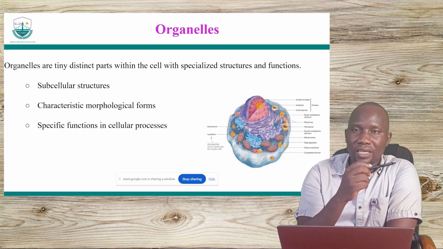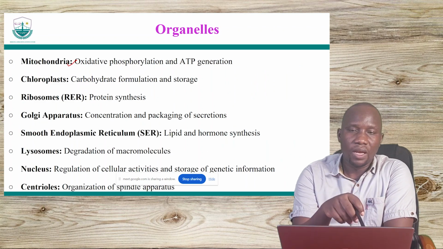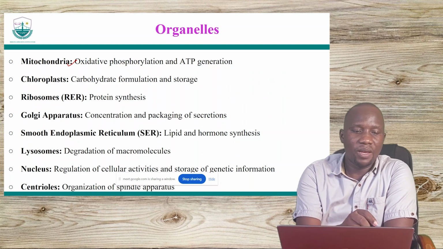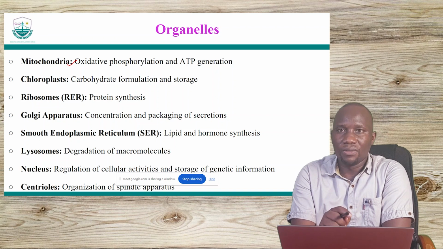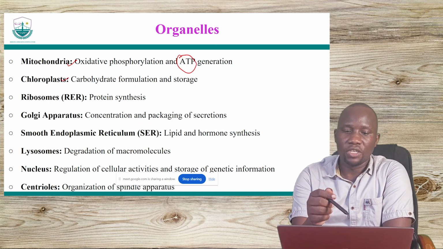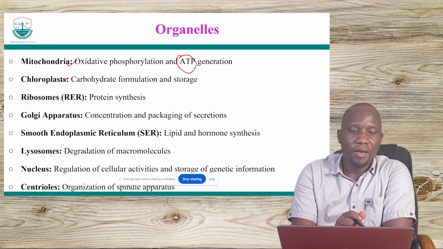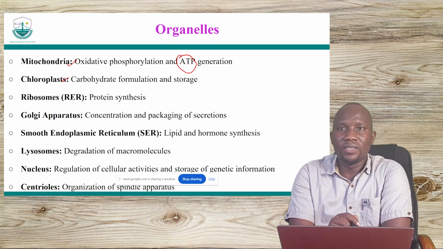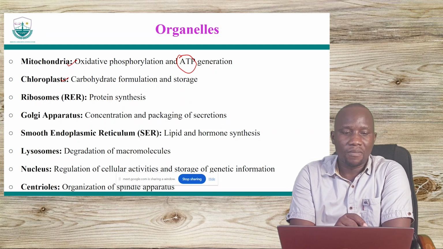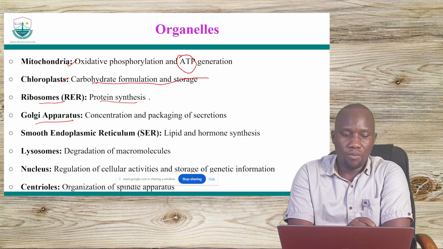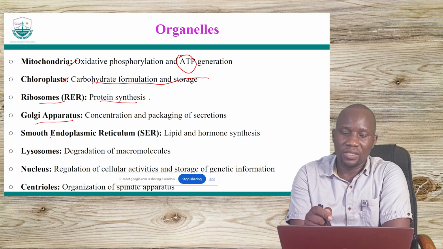The mitochondria, that is the plural of the mitochondrion. They are very important in generating energy in the form of ATP. And then the chloroplasts, they contain chlorophyll, so they are the ones that trap the light energy and therefore play an important role in the process of photosynthesis. And then the ribosomes, these ones play an important role in protein synthesis. And then the Golgi apparatus, very important in concentration and packing of secretions. And then the smooth endoplasmic reticulum, these ones are very important in lipid and hormone synthesis.